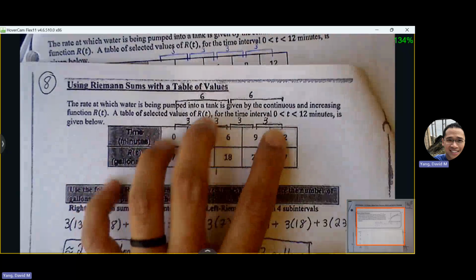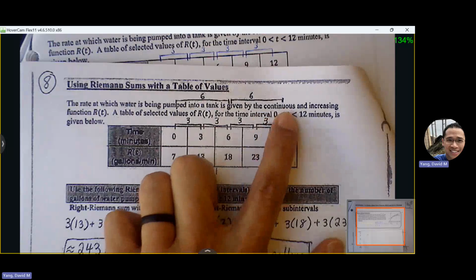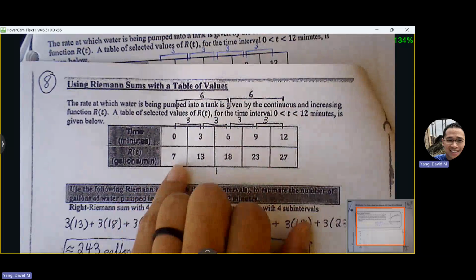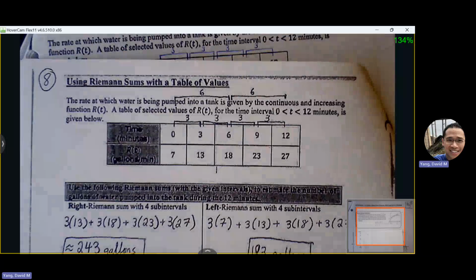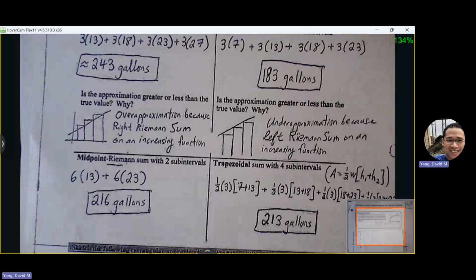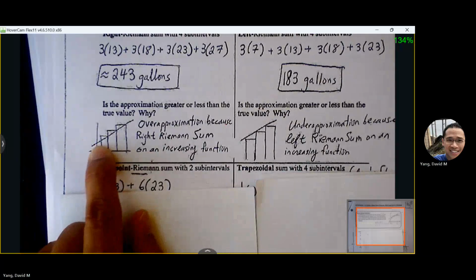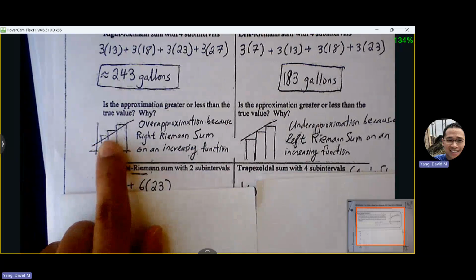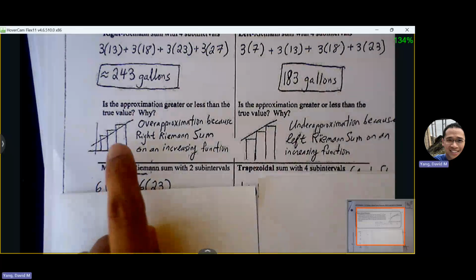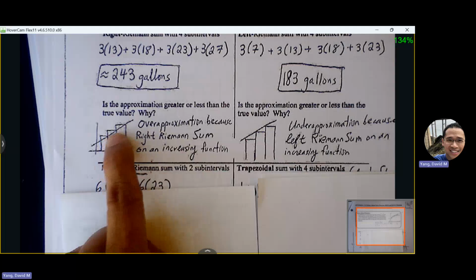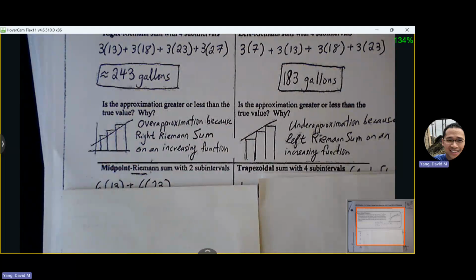Now, this is what we know about the shape of our graph, right? We know that our graph is continuous and it's increasing. So this R of t is always growing. So if I draw what's happening here, if I'm attaching the right endpoint to every one of my curve, what do you see about these rectangles here? They're all going to be slightly above. There's always a portion that's sticking above. So I know that because I have an increasing graph, my right Riemann sums will always be an over approximation.